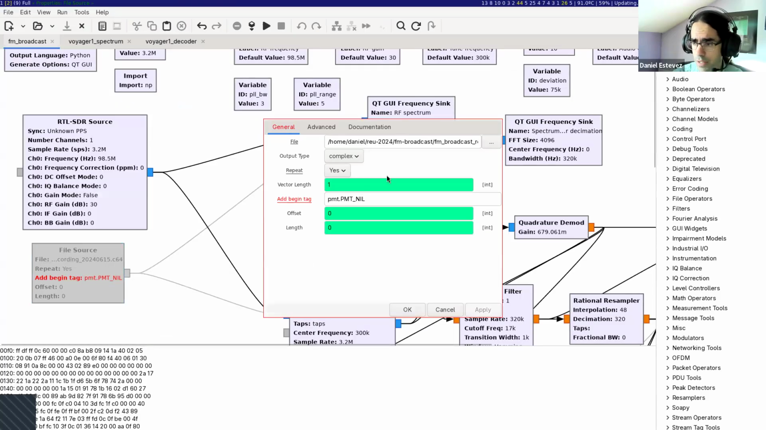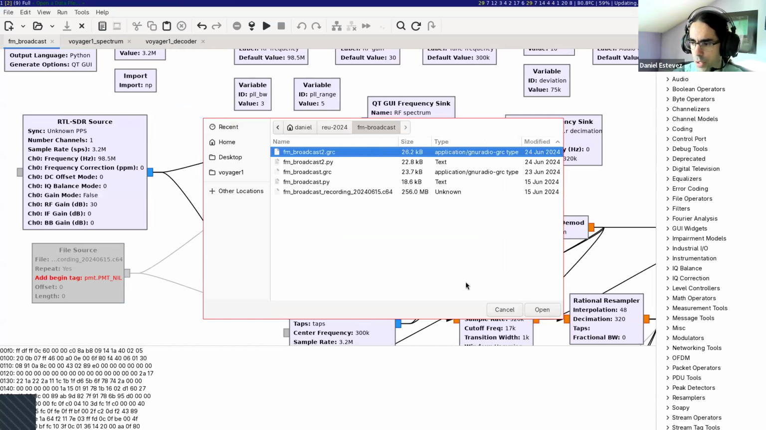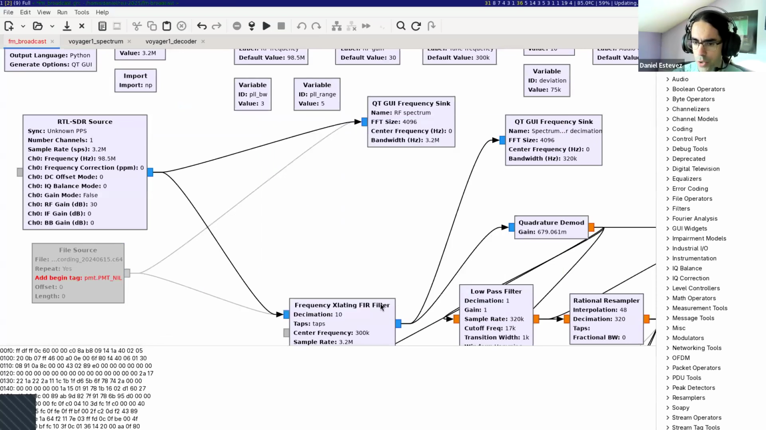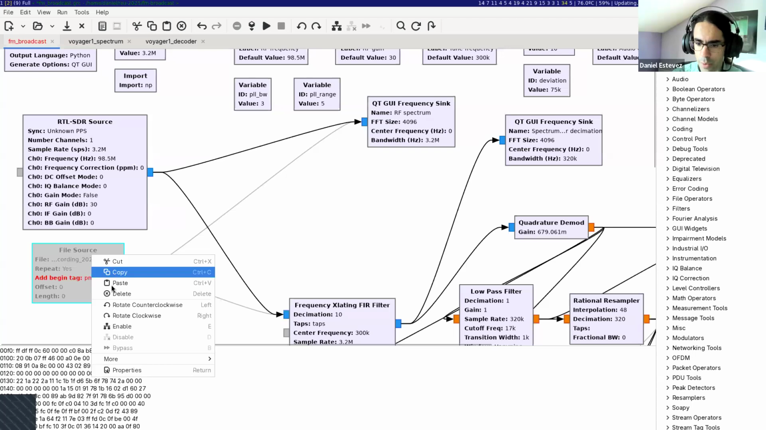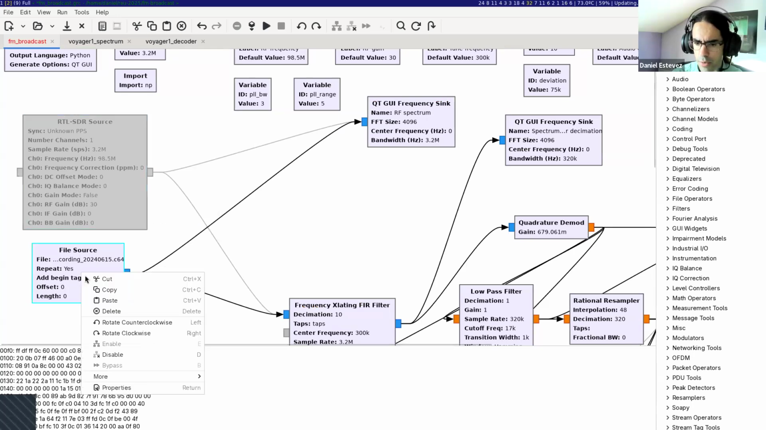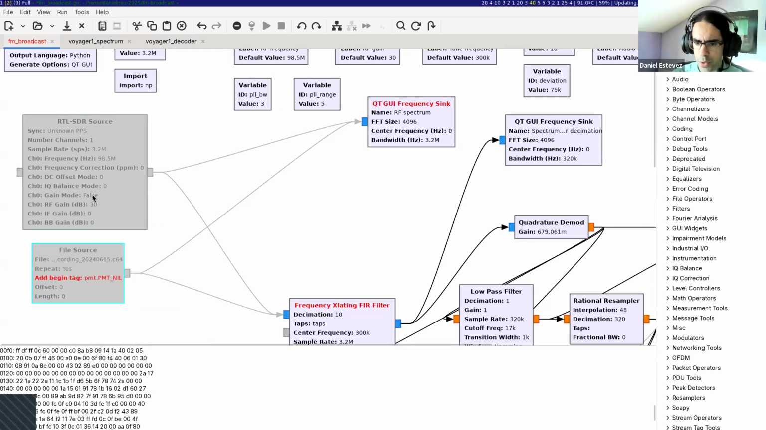File source is very straightforward. You pick the path for your file using this file chooser. If you download it to a different path, which will probably be the case, you need to choose the file here. This particular file is a complex data type so that it's easier for you to use. You can enable this block and disable this one if you are going to use the file source, the recording. But I'm going to work with real-time signals from the radio, because that's the whole point of having a radio here.